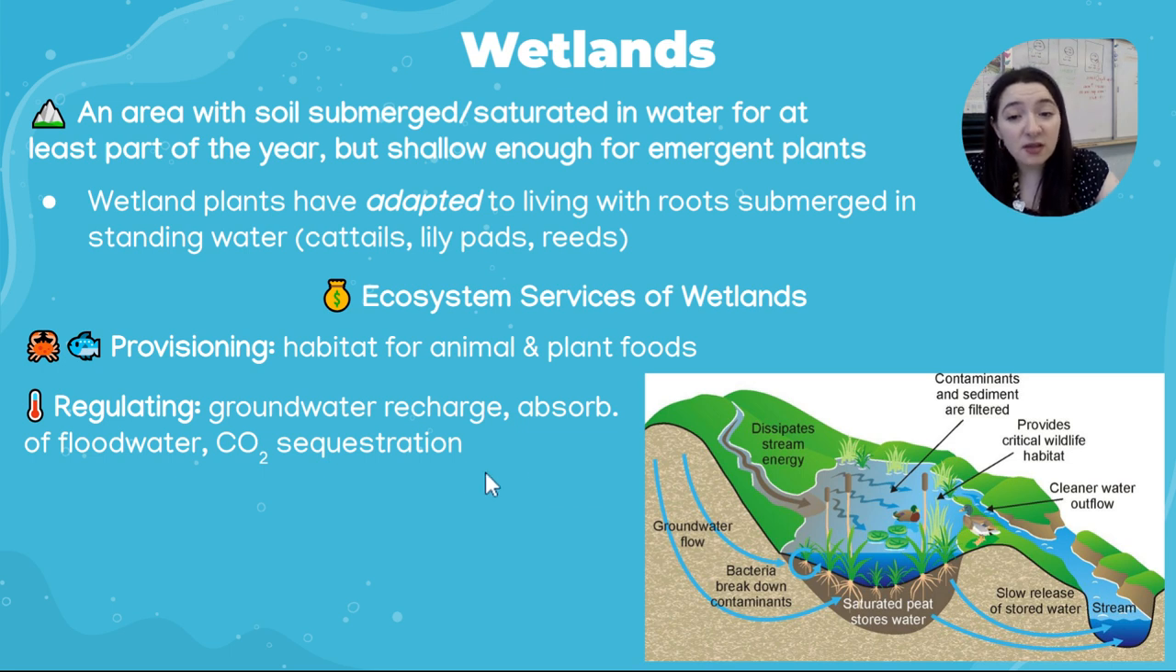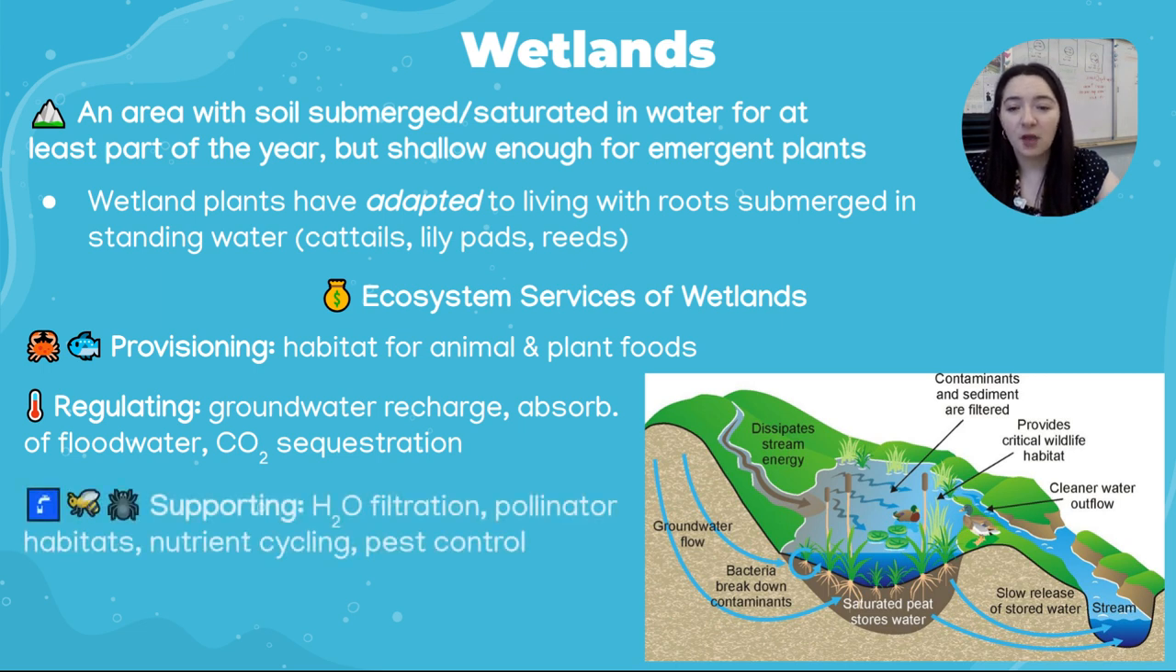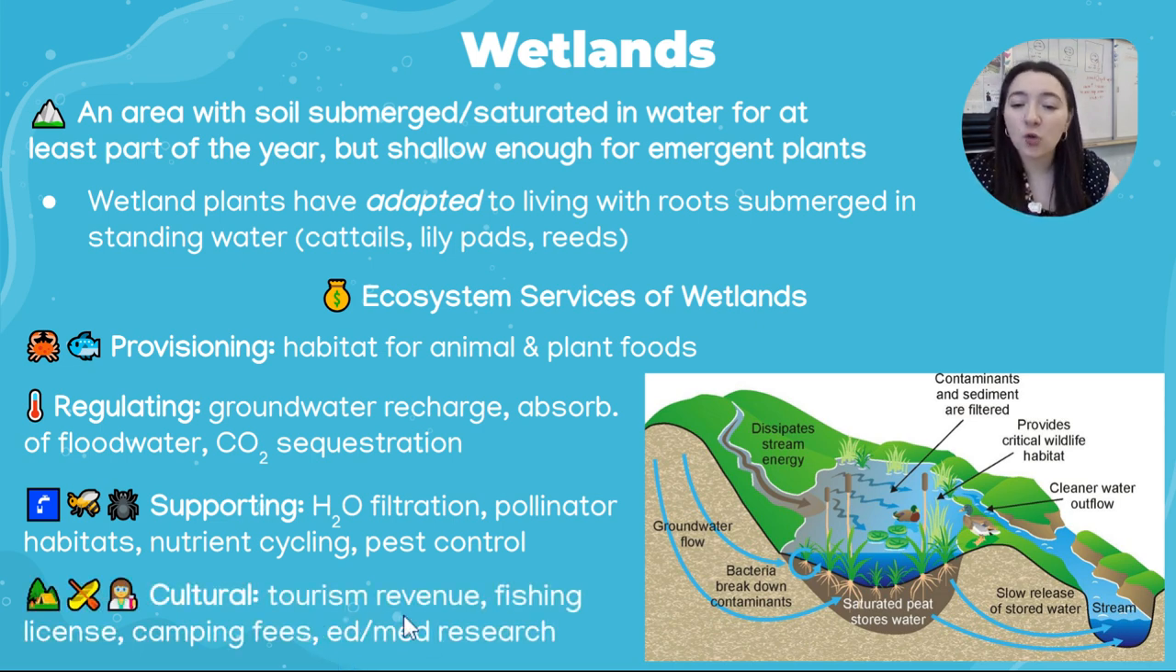Remember, plants do photosynthesis. They will be absorbing CO2 and storing it in order to make glucose. For supporting, they help with water filtration, pollinator habitats, nutrient cycling, and pest control. All different types of habitats and ecosystems provide different types of ecosystem services, but wetlands are incredibly important because of these different services they provide. And as a side note, wetlands are very productive. They have really high rates of photosynthesis. And for cultural services, there is tourism revenue, fishing, camping, and all different kinds of medicine can be found in wetlands, which is great. So overall, they are wonderful habitats.